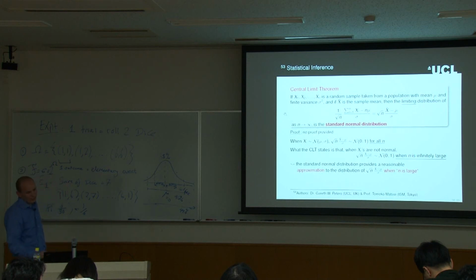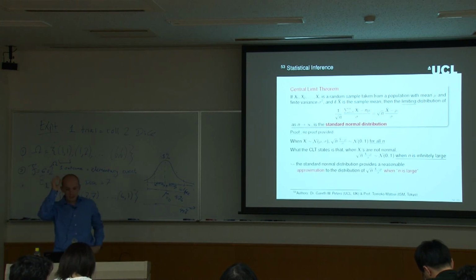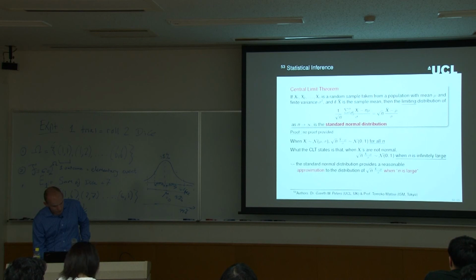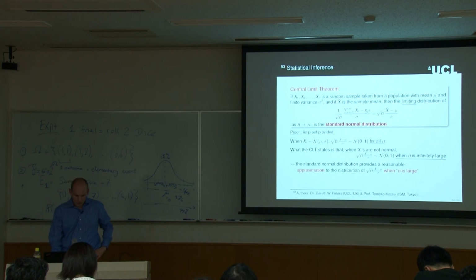Basically what this says is that if we have a random sample from a population with mean mu and finite variance sigma squared, and x bar is our sample mean, then the limiting distribution of this expression, the sum of the x_i minus n lots of the population mu, divided by the standard deviation and then our scaling, has a standard normal distribution as n tends to infinity. We don't prove this here, but you can look this up. It's not so long.